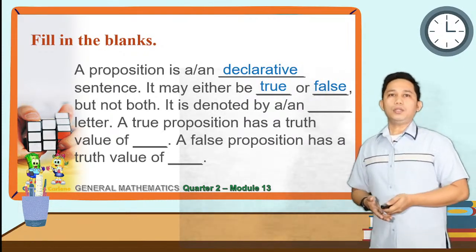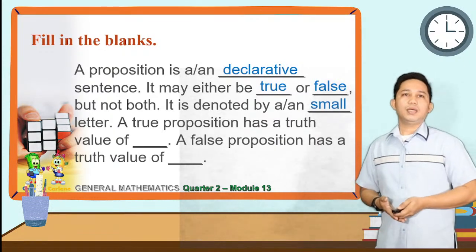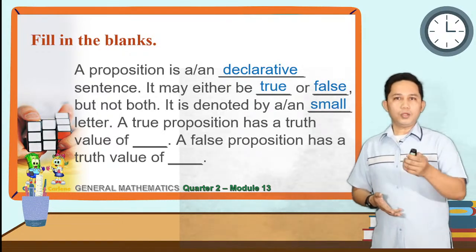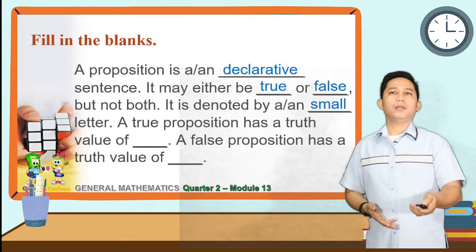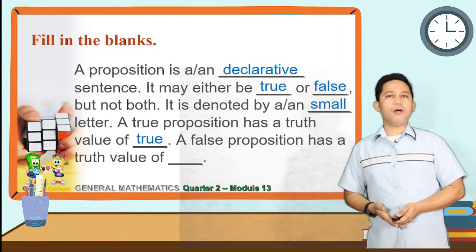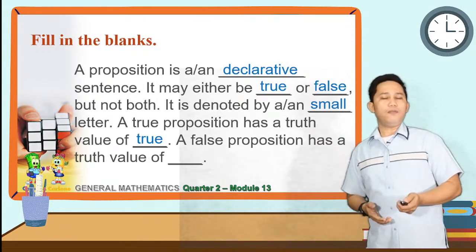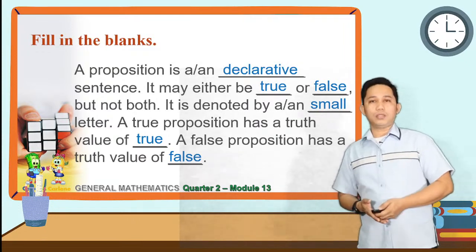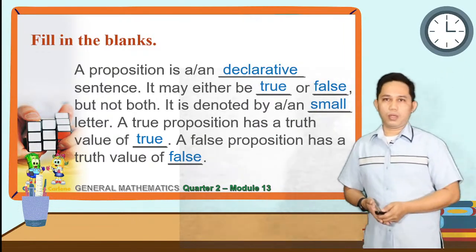It is denoted by a what? Yes, it is denoted by a small letter. And a true proposition has a truth value of true. And a false proposition has a truth value of false. A false proposition has a truth value of false. Okay, very good class.